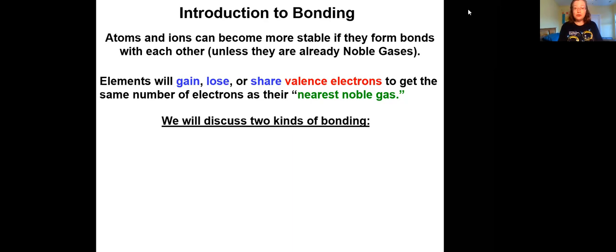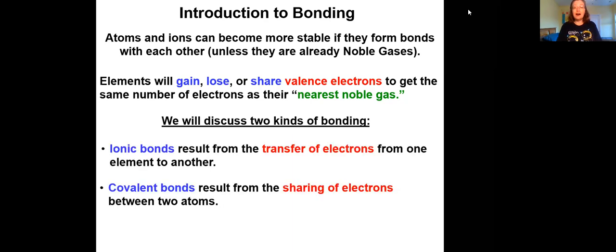We will discuss two kinds of bonding: ionic bonds. Ionic bonds result from the transfer of electrons from one element to another, or one atom of an element to another atom of a different element. Covalent bonds result from the sharing of electrons between two atoms.